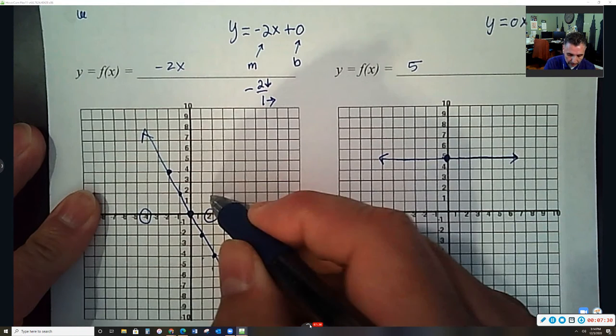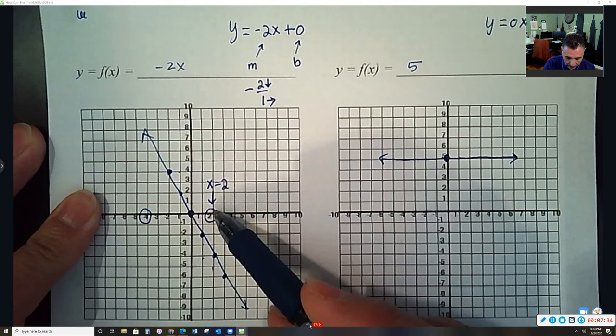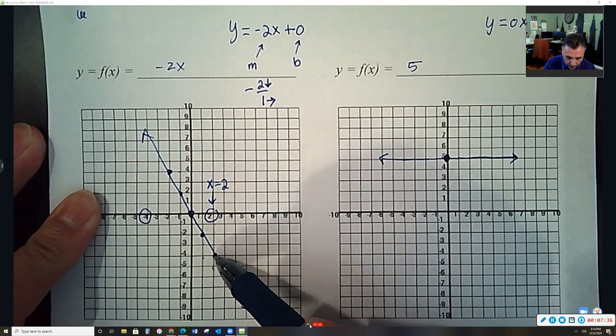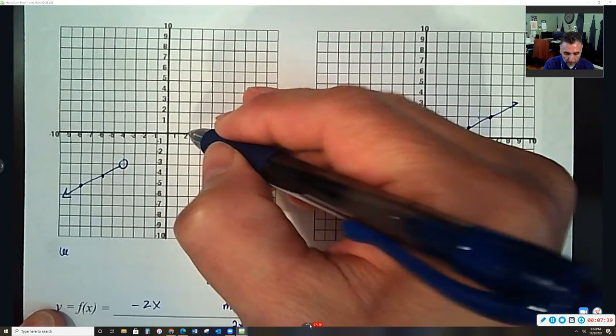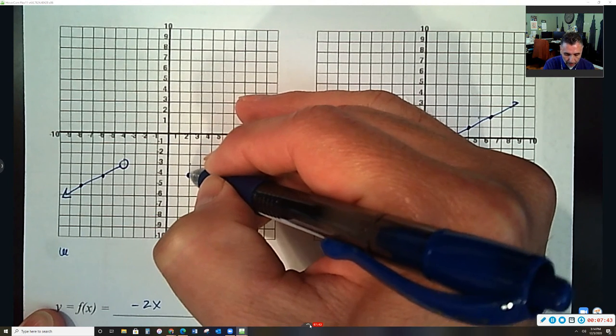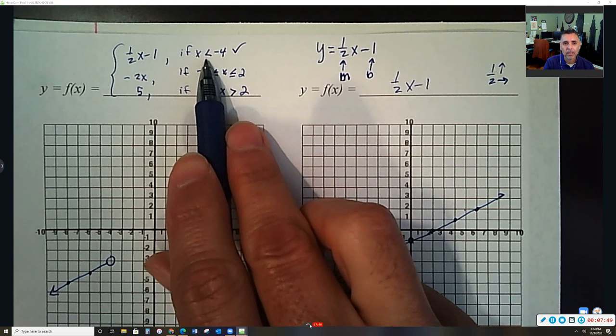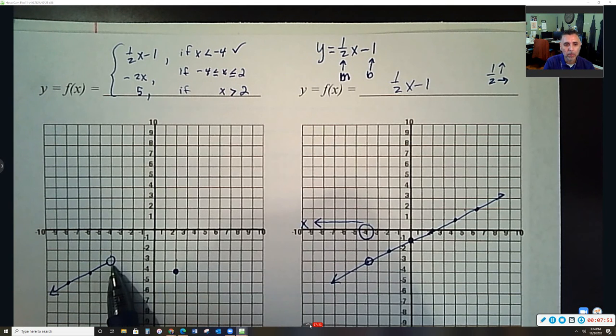See, when x is 2, here's 2. When x is 2, I go down 1, 2, 3, 4. So when x is 2, it's down 4. And this one is a closed dot. It's a closed dot because that has the line underneath. See, this one didn't have the line underneath, and that's why I put an open dot on it.